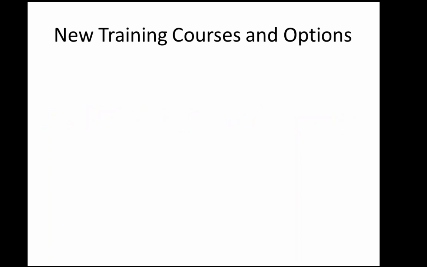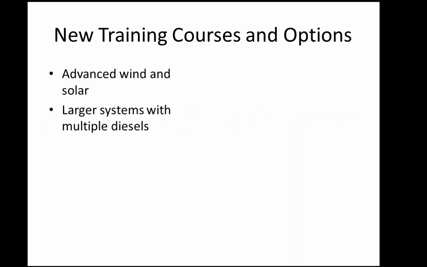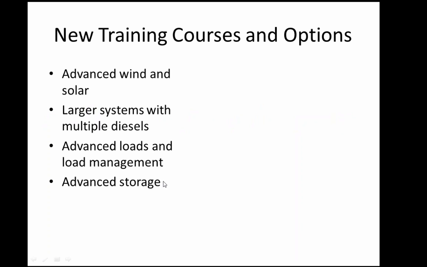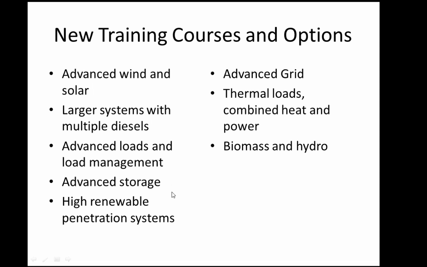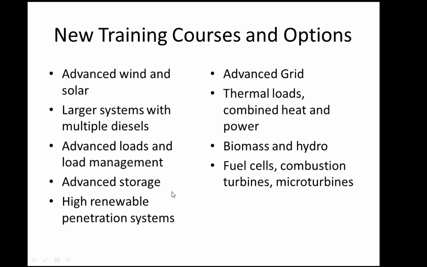And then quickly, now that HOMER Pro is out, we've put together advanced courses, and we've identified 10 core subjects: advanced wind and solar, larger systems with multiple diesels, advanced loads and load management, advanced storage, high renewable penetration systems, advanced grid, thermal loads, combined heat and power, biomass and hydro, fuel cells, combustion turbines, microturbines, and hydrogen. These are all available immediately if you want a private session, and we're looking at offering them as online classes similar to what we've done with the introductory class.